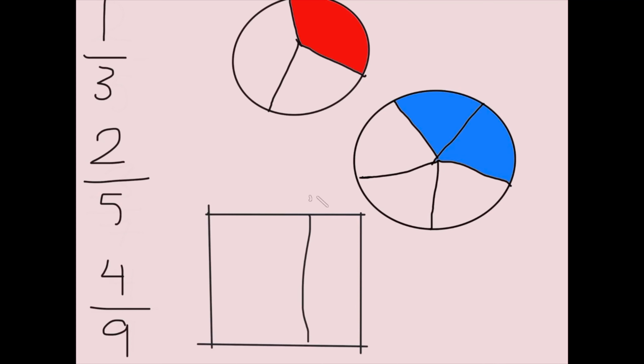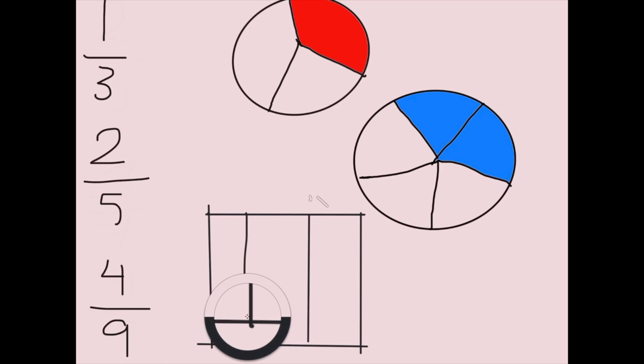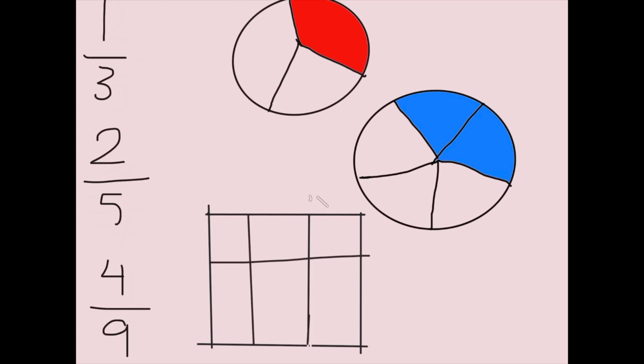The third and the last fraction is 4/9. Since the denominator is 9, we divide the square in 9 equal parts. When we divide the square in 9 equal parts, we're going to see what the numerator is. Numerator is 4. So from those 9 equal parts, we're going to take 4 parts, and I'm going to color those 4 parts in a green color.